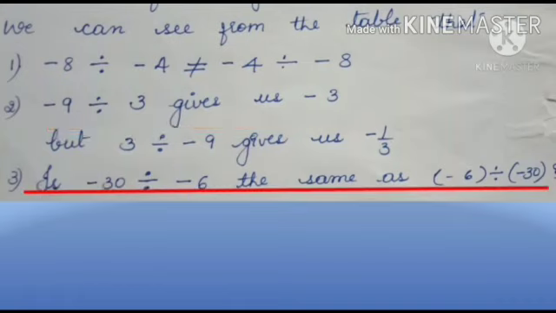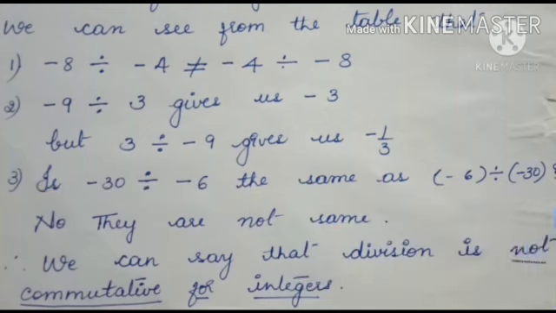Third one, is minus 30 divided by minus 6 the same as minus 6 divided by minus 30? No, they are not same. Therefore, we can say that division is not commutative for integers.